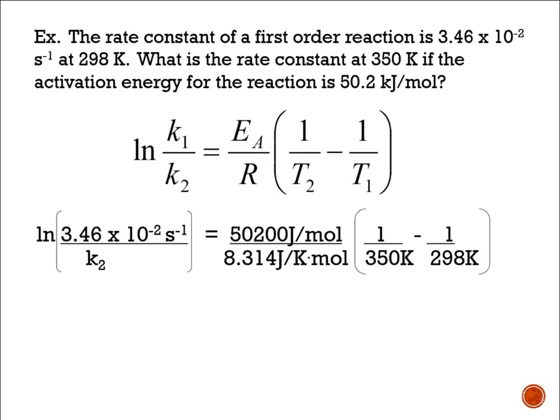So there we go. We plug and chug. And in doing so, we're able to calculate our K value, and this is what it would be. So our K value changes when temperature goes from 298 to 350, from 3.46 times 10 to the negative 2 to 7.02 times 10 to the negative 1. So that's pretty much how that gets used.